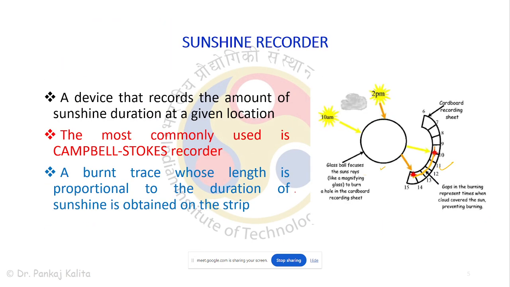Okay, so another one is the sunshine recorder. Basically the measurement is like we have a cardboard and the burnt traces on it, and we have this glass ball. Similar to what we used to do in our childhood, we have a magnifying glass and we focus it onto a paper, and that paper burns. So instead of paper, we have this cardboard, and here we have a glass ball instead of a magnifying glass.